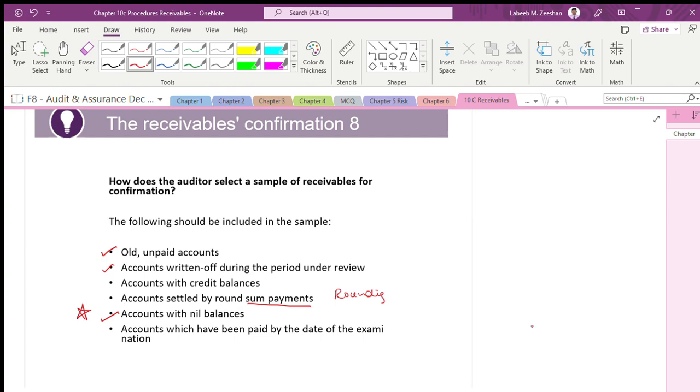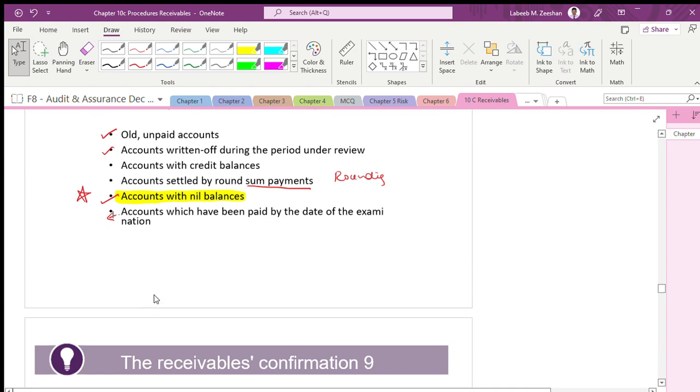Accounts which have been paid by the date of examination, at the date on which it has been examined, at the last moment we have to get the return confirmation. Again I'm saying, any old or unpaid accounts, you have to get return confirmation. Accounts written off, you have to get confirmation. Accounts with credit balances, accounts settled with round payments, accounts with nil balances. This is very, very important and very, very easy. You can score marks there. Next, accounts which have been paid by the examiners.